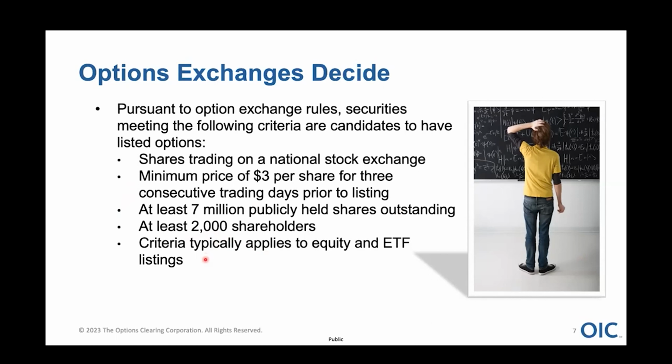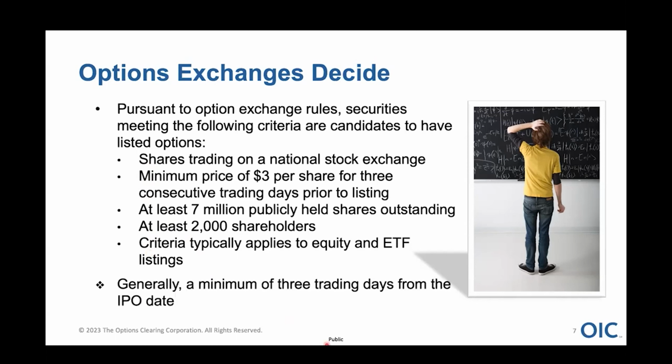listings. So, just know that at OCC, we really have no say in which products get options on them. It's really up to the exchanges. And just because a stock meets these criteria doesn't necessarily mean it automatically gets options listed on it. Usually the more popular issues, if a hot IPO comes up and has a lot of interest in the public, generally there'll be options listed on it. But remember that a stock can't have options listed on it for a minimum of 3 trading days from the IPO date. So once again, the exchanges are all about volume. That's how they make money.